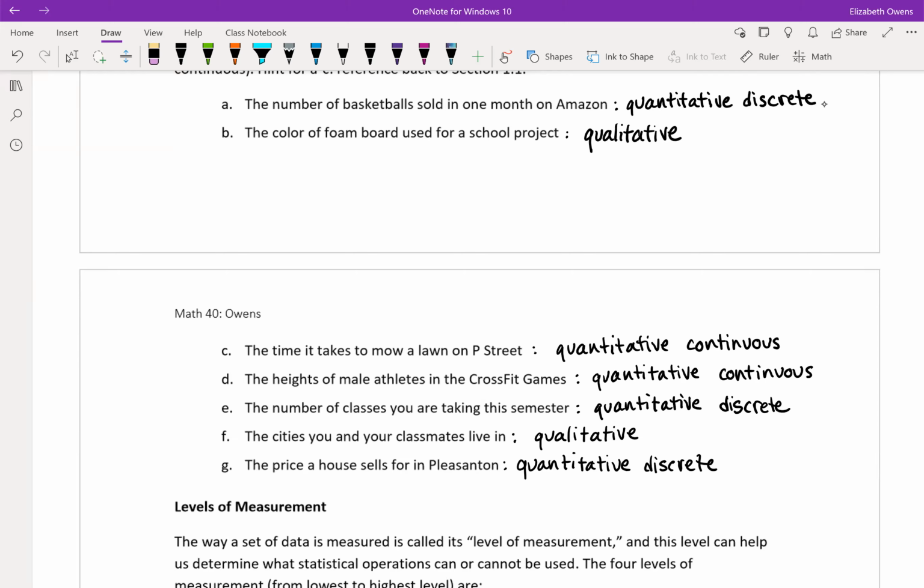Okay, now in the next video, we're going to look more at data sets and determine their level of measurement.